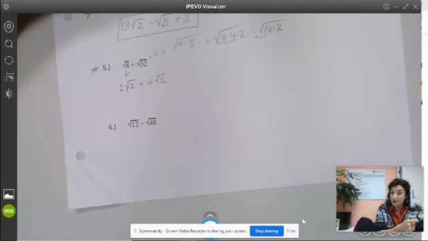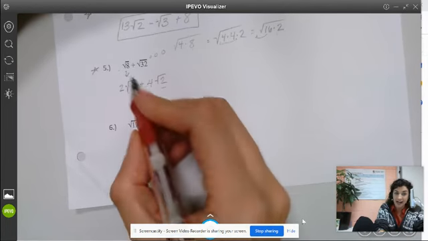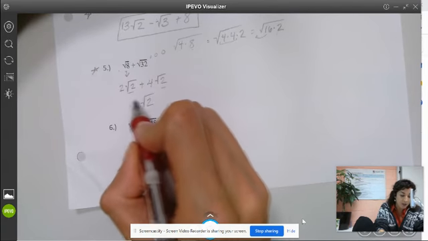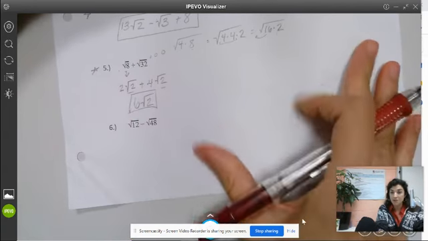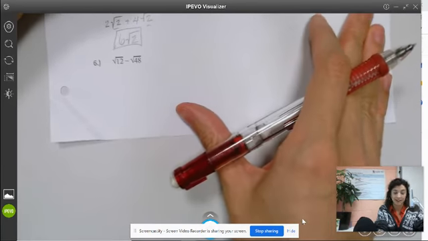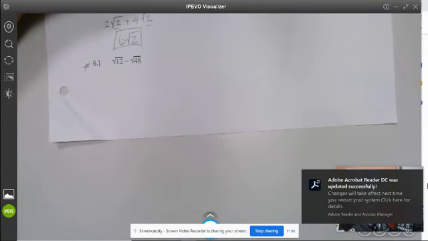Once we've simplified down each of those radicals, then we can combine their coefficients as long as they have the same radicand inside. We have 2 of these guys and 4 of these guys, so they combine together to be a total of 6 square roots of 2. In other words, 6 root 2. All right. Last one.